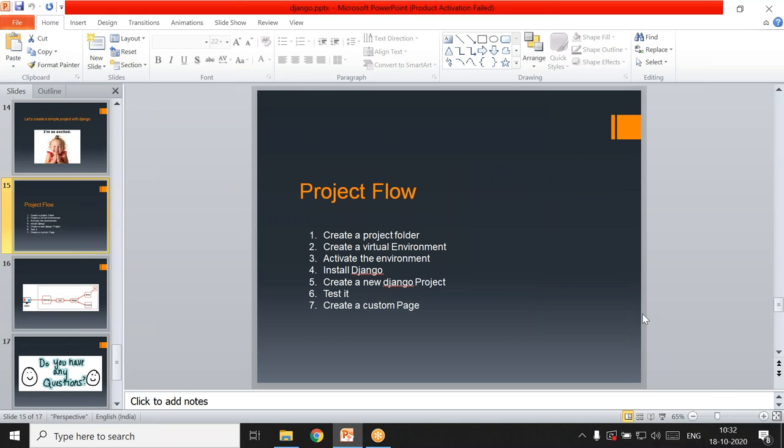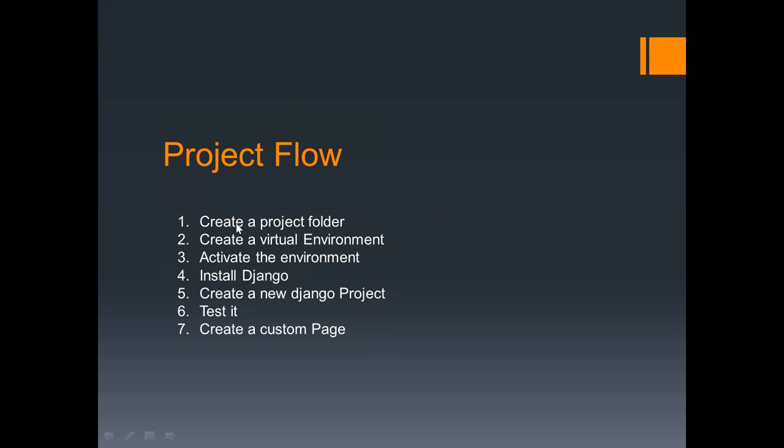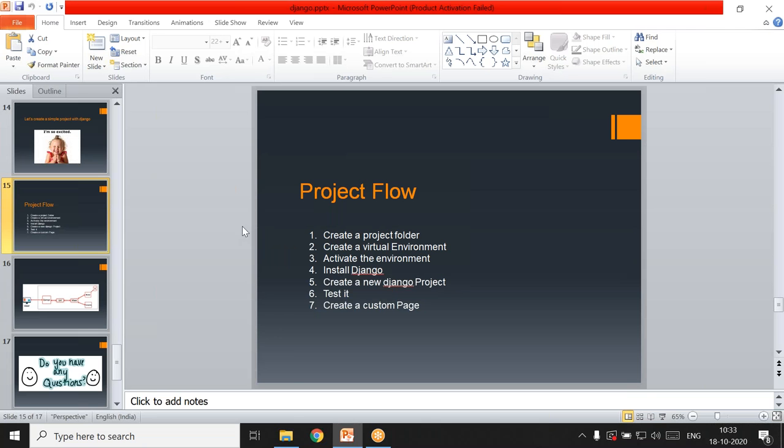So this is the workflow we are going to follow. How do we create it? We'll make a folder, whenever we create a project. We'll make a virtual environment so that we can install Django locally, not globally. And we will activate the environment, install Django, and then we'll be creating a new project. And we will test whether that project is working or not. And then we will create a custom page. That will be the end of the class, and then I'll be explaining about the curriculum and those things. So let's get started.